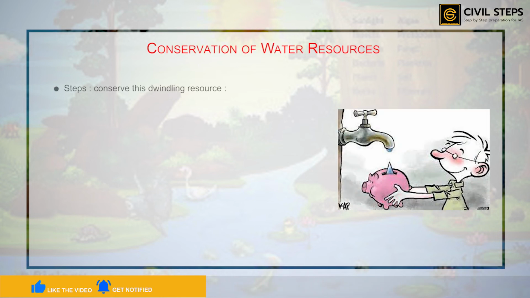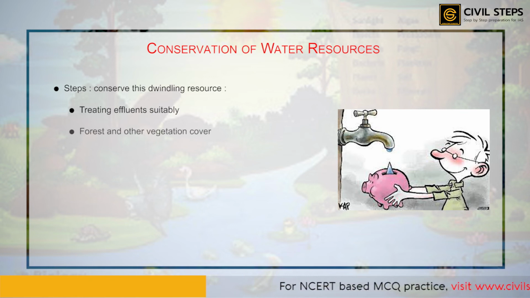So many steps have to be taken to conserve this dwindling resource, that is the water resource. The water pollution can be controlled by treating these effluents suitably before releasing them in the water bodies. Forest and other vegetation cover slow the surface runoff and replenish the underground water. Water harvesting is another method to save the surface runoff.